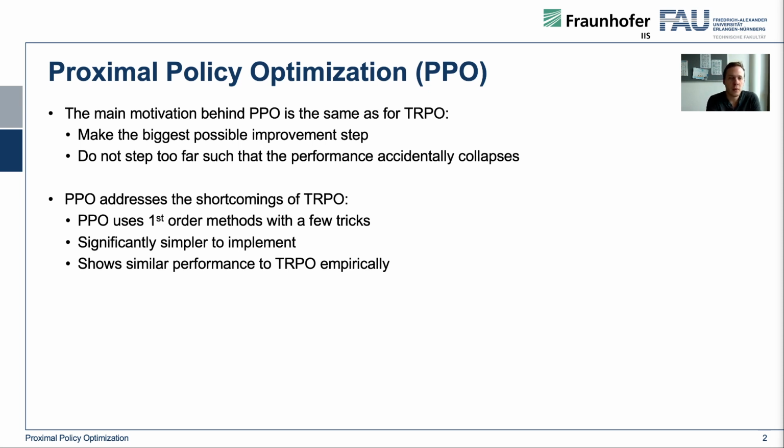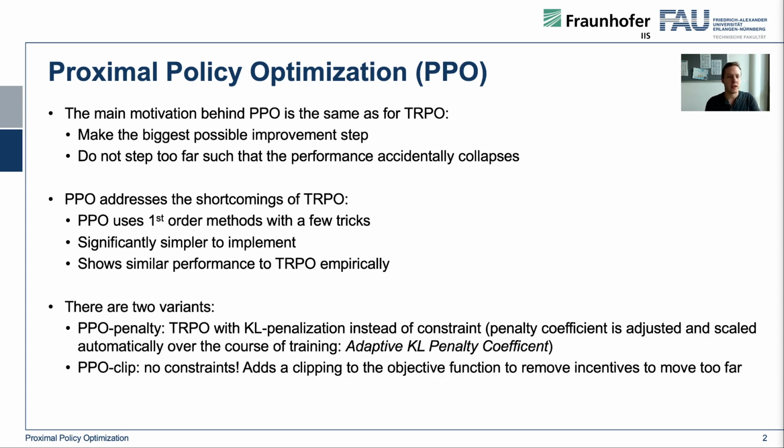Instead of TRPO, PPO just uses first order methods applied with a few tricks. You have seen that TRPO uses second order information, requiring implicitly calculating second order information for your gradients, which makes it computationally expensive in practice. PPO also turns out to be significantly simpler to implement. If you have seen the pseudocode of TRPO and maybe tried to implement it, you will see that the implementation of TRPO can become very complex and complicated in practice. And at least empirically, PPO shows similar performance to what TRPO is showing.